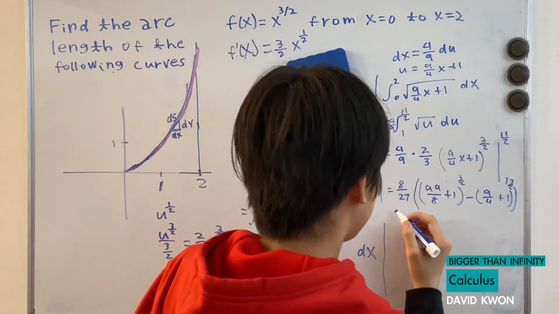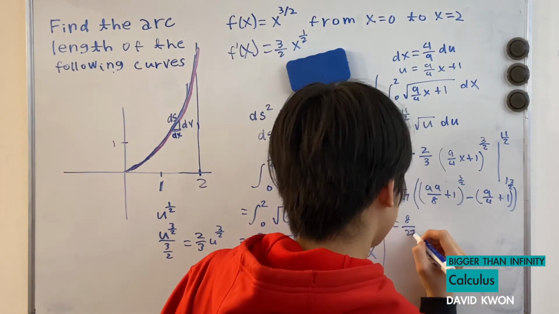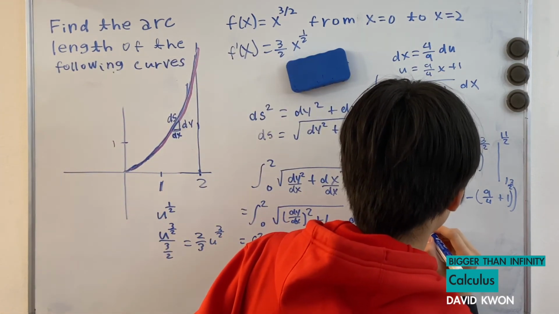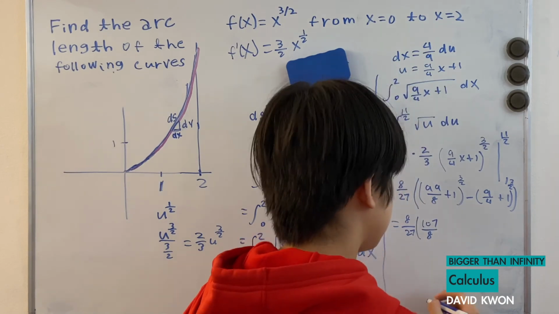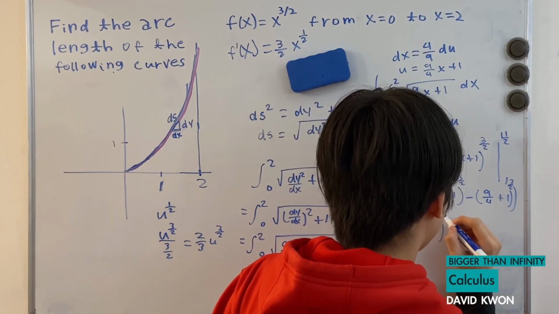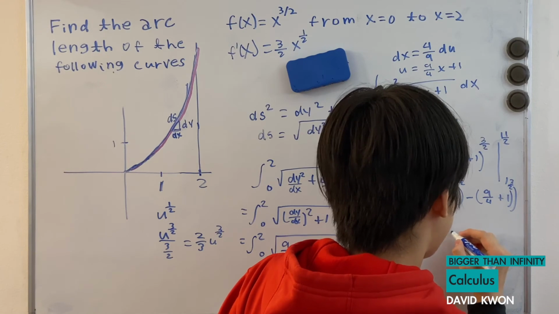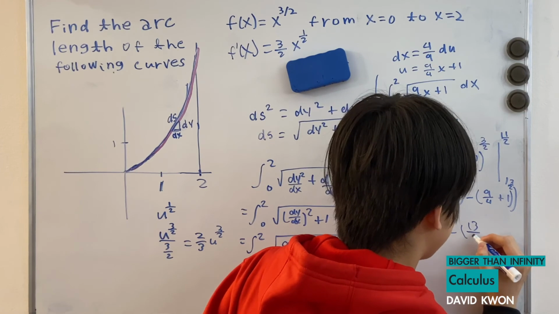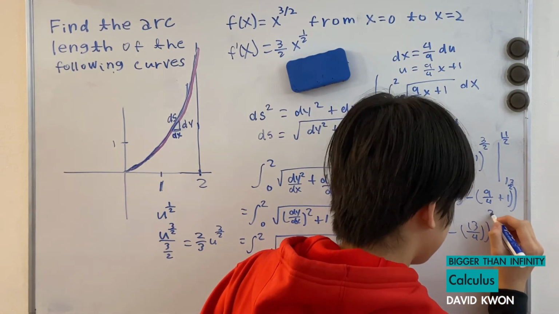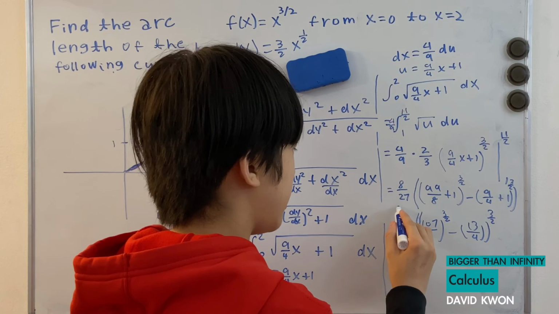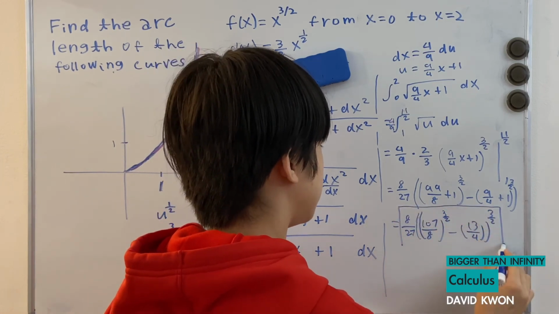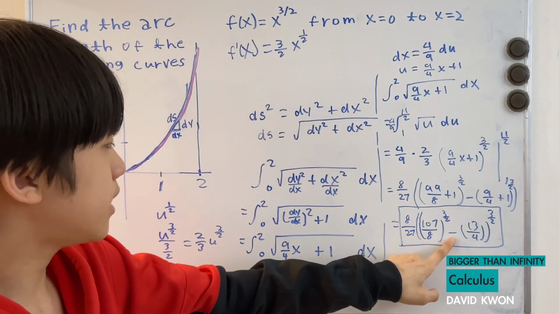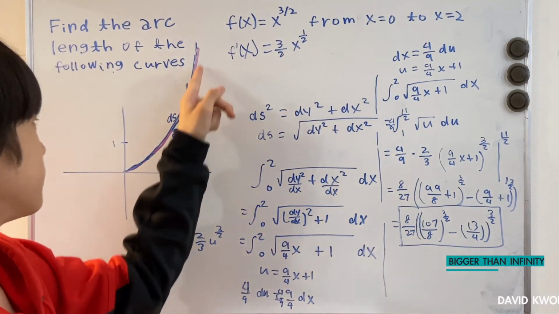Let's simplify this a little more. 99 over 8 plus 1 is equal to 107 over 8. Yeah. To the power of 3 over 2, minus 9 over 4 plus 1 is equal to 13 over 4. And then to the power of 3 over 2. Okay, I'm gonna leave the answer from right here. Sorry about the messy answer, but yeah, that is the length of this arc.